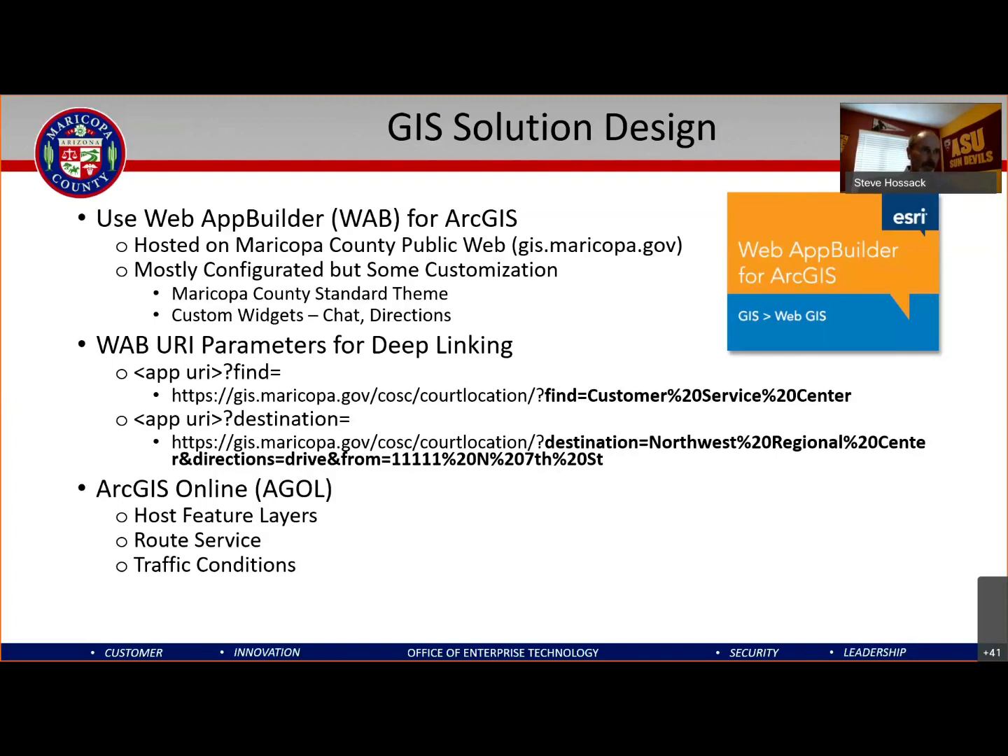So the URI basically takes you to the Web App Builder application, but based upon these parameters, it will do things like the first one will find a customer service center. The second set of parameters will provide driving directions based upon the supplied origin and destination.